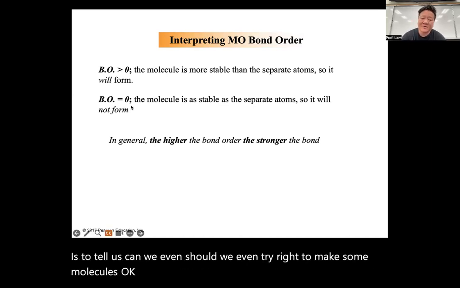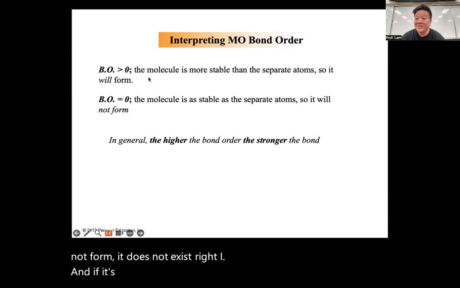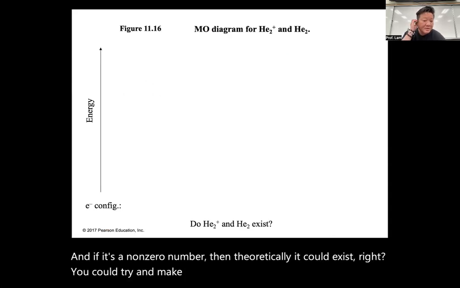Okay, so again, if your bond order is 0, the molecule will not form. It does not exist, right? And if it's a non-zero number, then theoretically it could exist, right? You could try and make it, right?